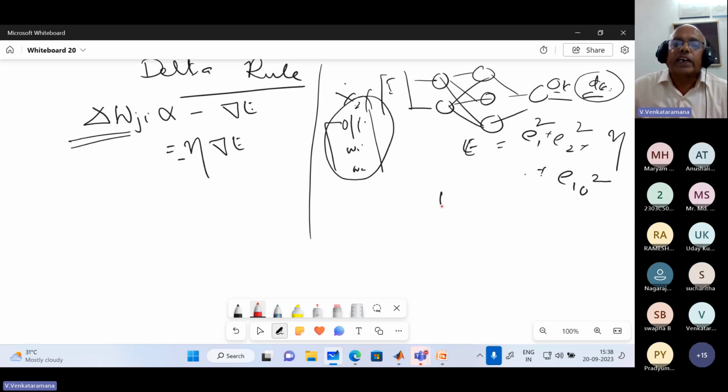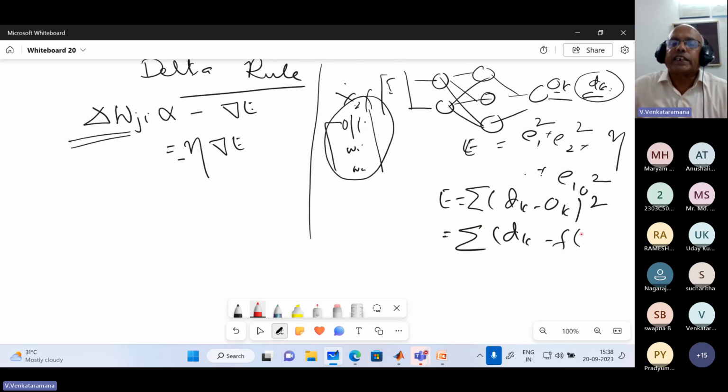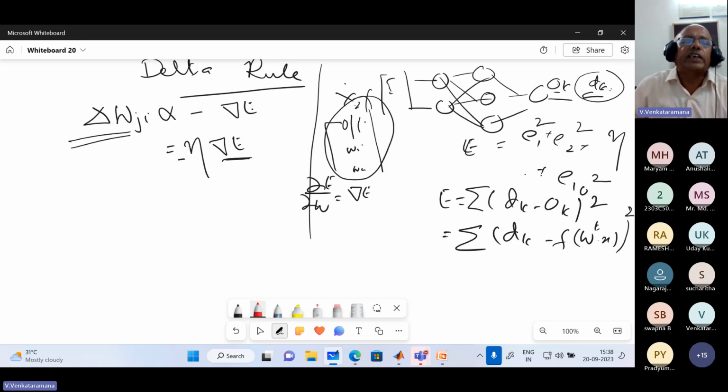Therefore, I can write the total error as the summation of dk minus ok, whole square. What is dk? The desired output. What is Ok? Ok is a function of the net. What is the net? W transpose x. And one more thing: I want the gradient of the error, which means I want to take the differentiation, dou E by dou W. Dou E by dou W we call the gradient of the error.